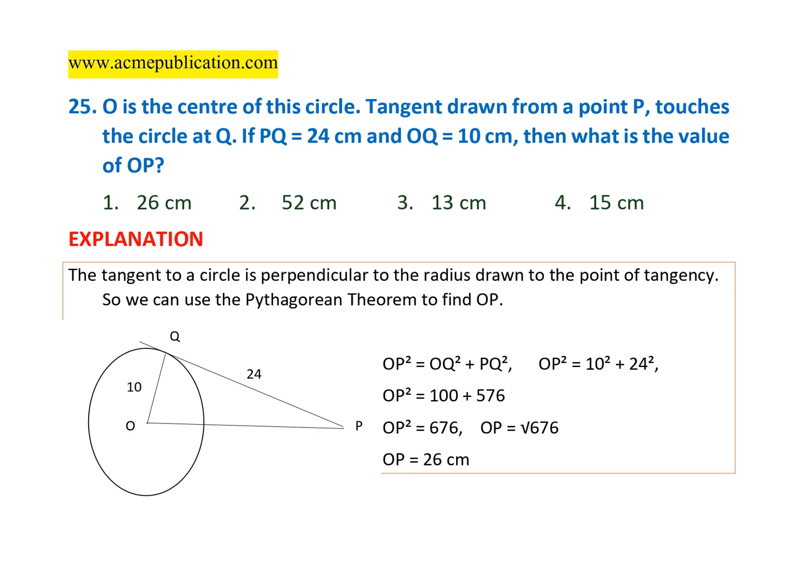Question number 25. O is the center of the circle. Tangent drawn from a point P touches the circle at Q. If PQ is equal to 24 cm and OQ is equal to 10 cm, then what is the value of OP? Here we can take the property that a tangent to a circle is perpendicular to the radius drawn to the point of tangency. So we can use the Pythagorean theorem to find OP. So the equation will be OP square is equal to OQ square plus PQ square, and in this way we can easily find out that OP is equal to 26 cm.